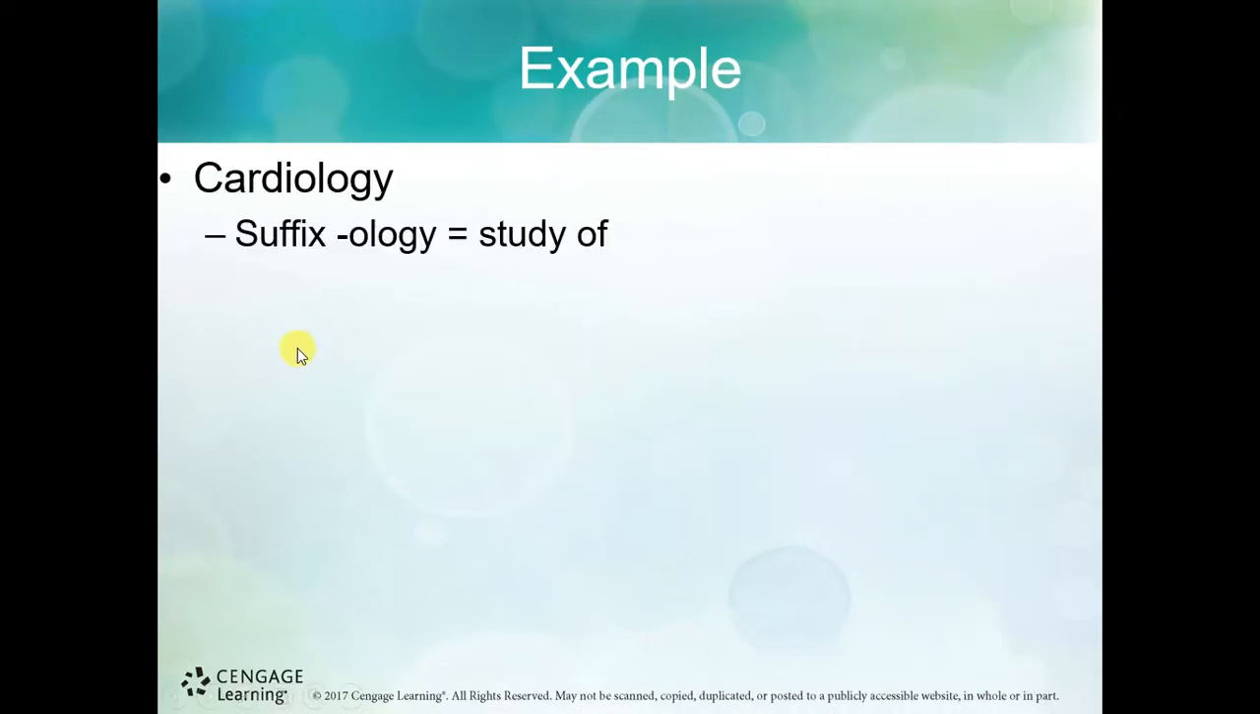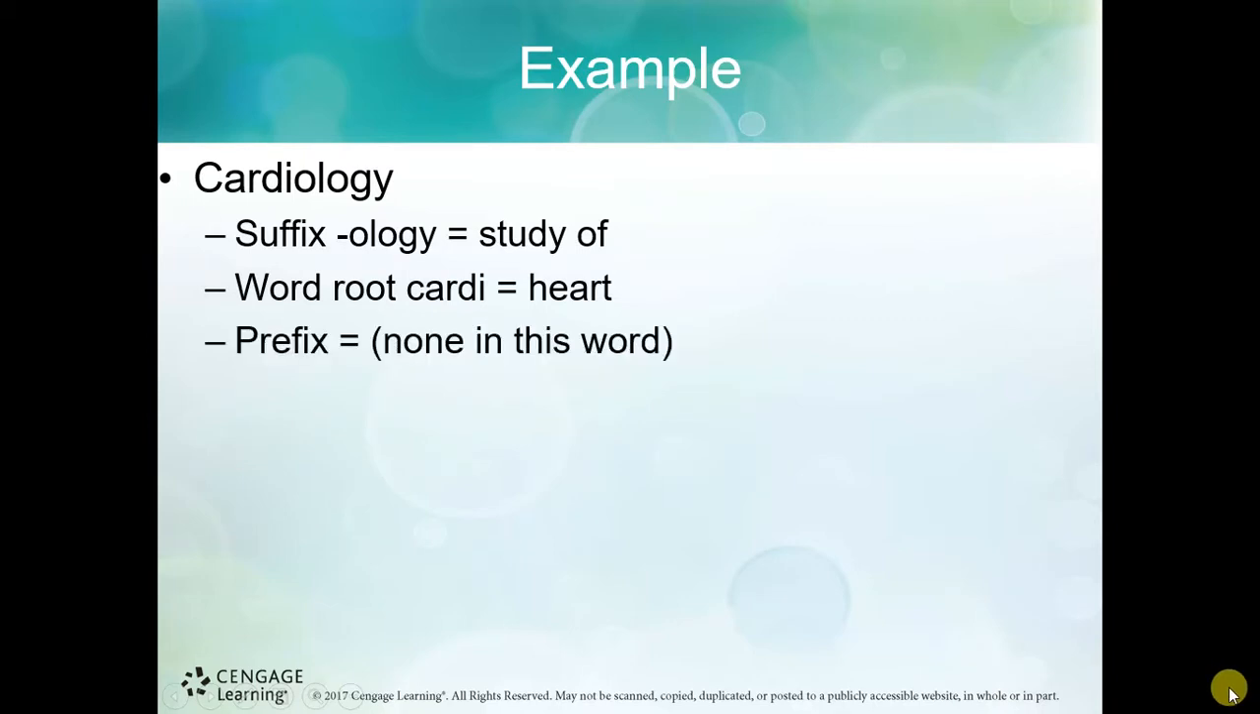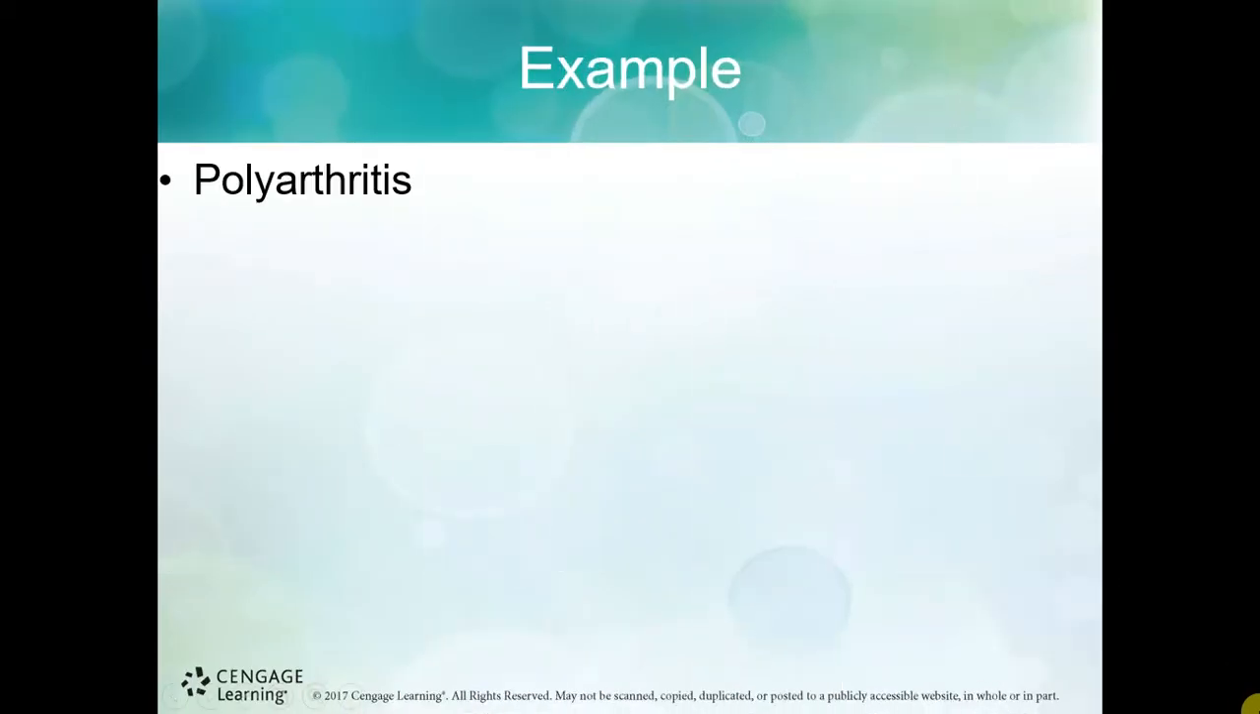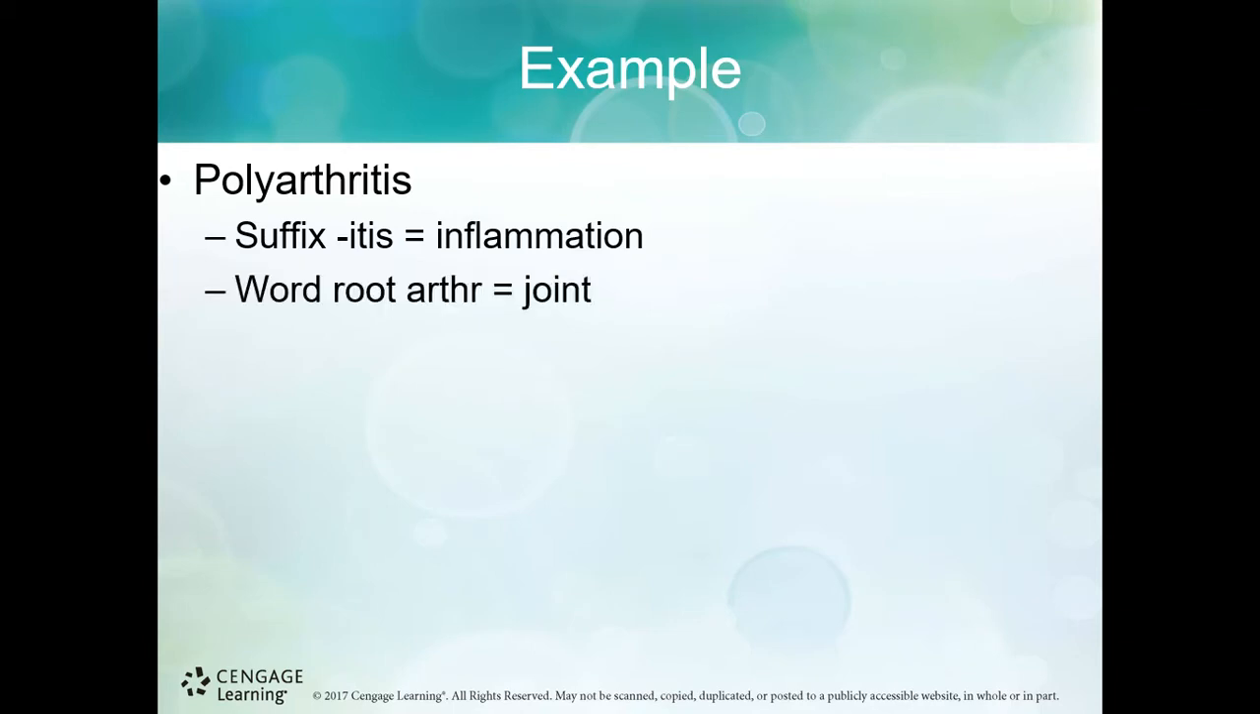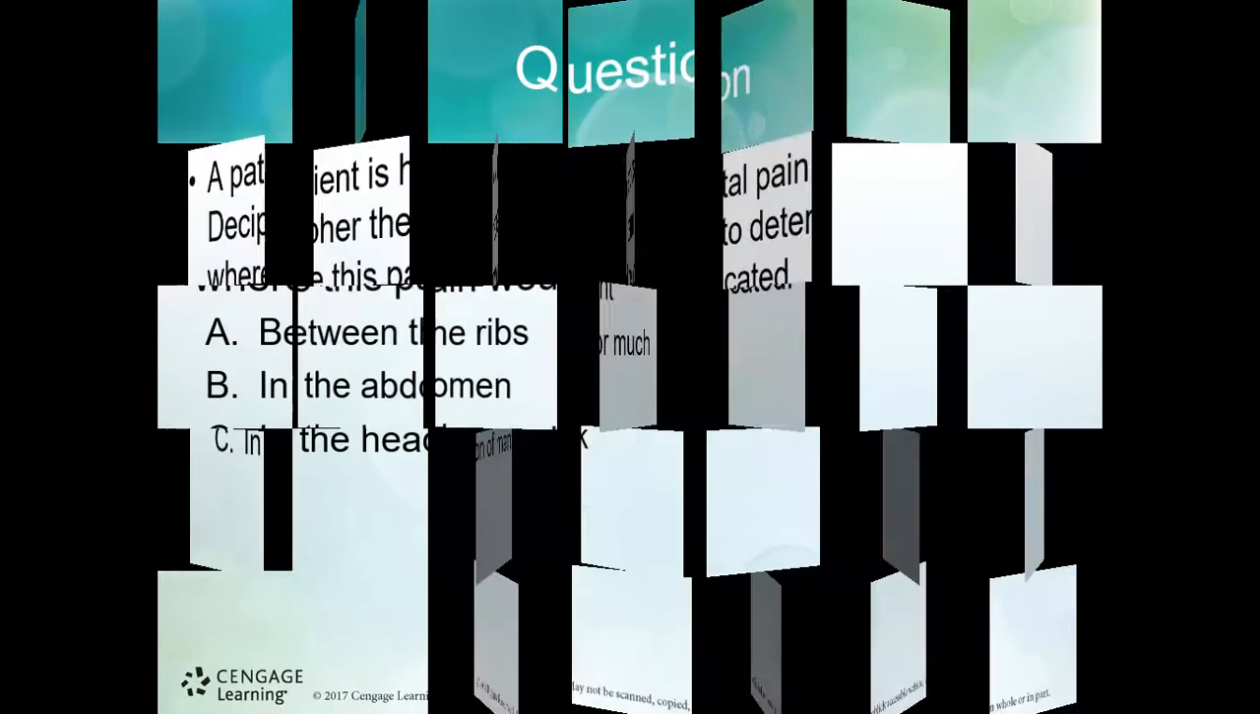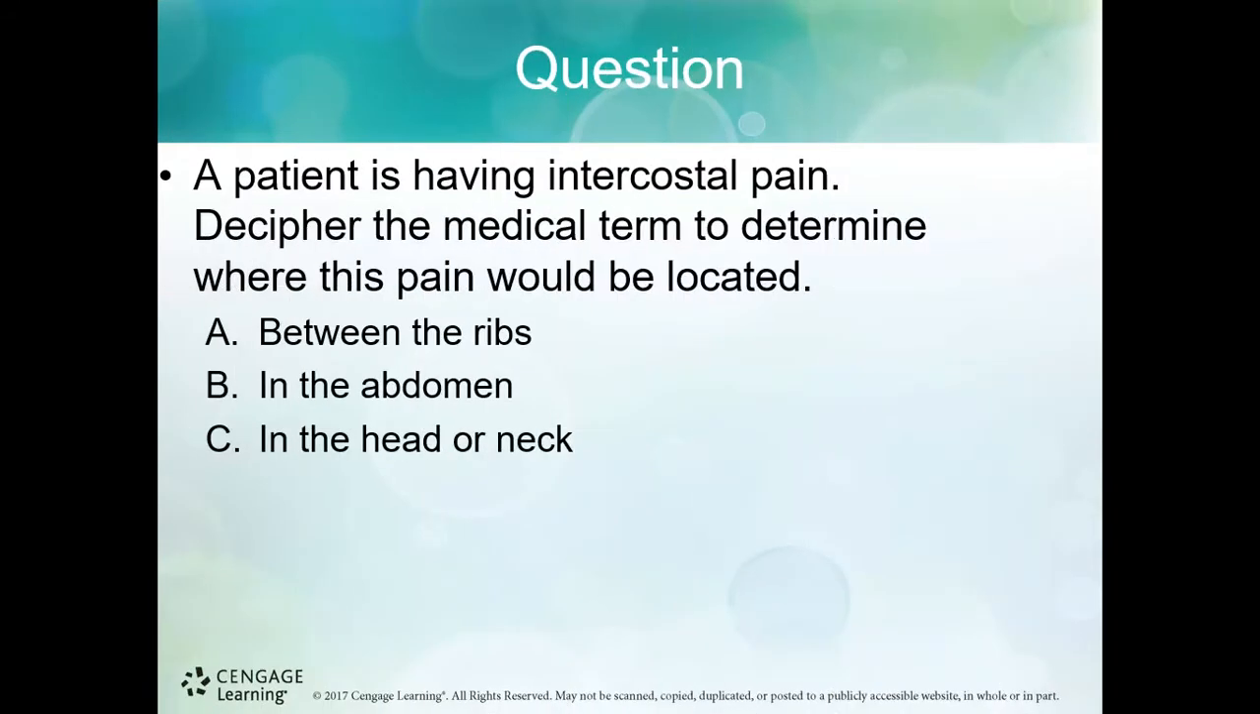So for cardiology, you could say the suffix is study of. You could say the word root is cardi, so study of the heart, and there is no prefix. So it's a study of the heart. Let's try another. Polyarthritis means, I'll let you decipher that one. Inflammation is the suffix. Joint is the word root, and the prefix is poly. Inflammation of many joints.